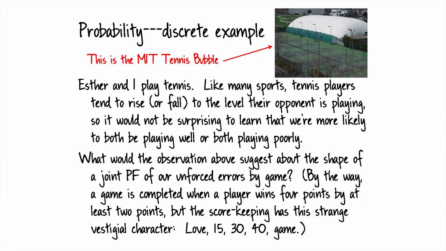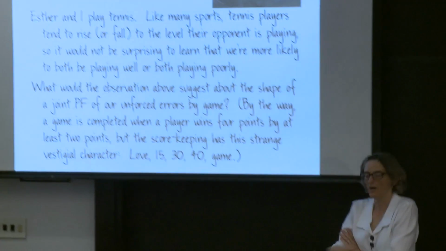Okay, so for those of you who don't play tennis, just a tiny bit of background. A game is completed when a player wins 4 points by at least 2 points. And this scorekeeping has this funny historical character where we don't just count 0, 1, 2, 3.